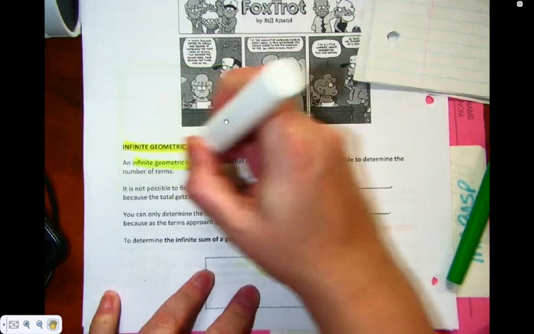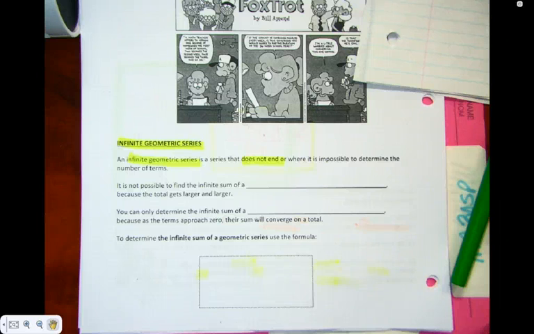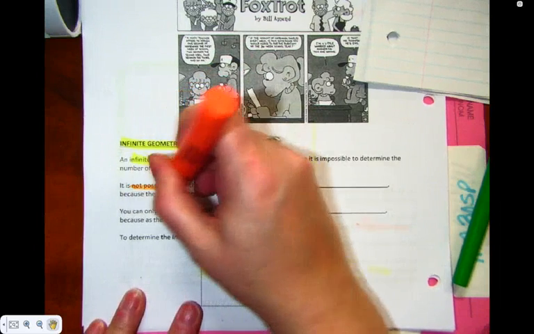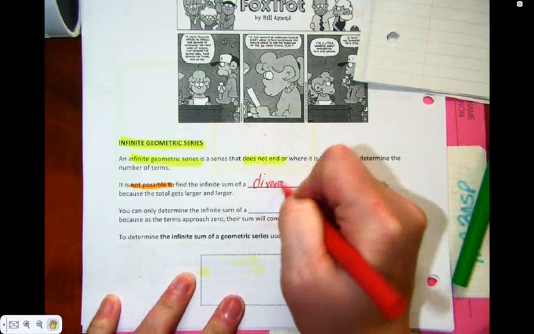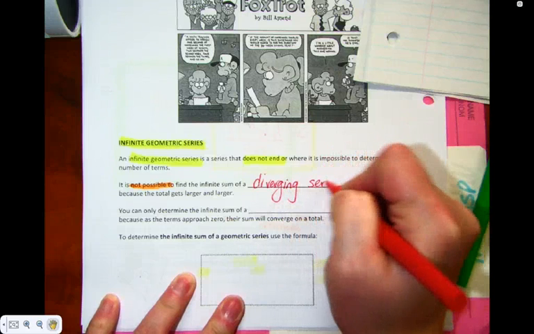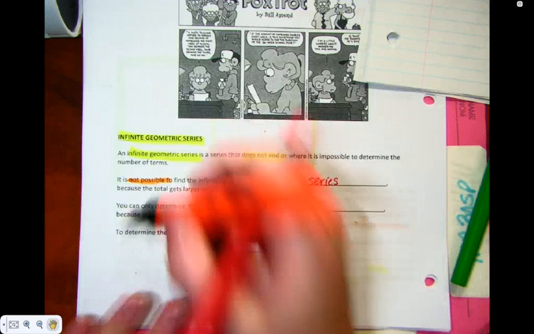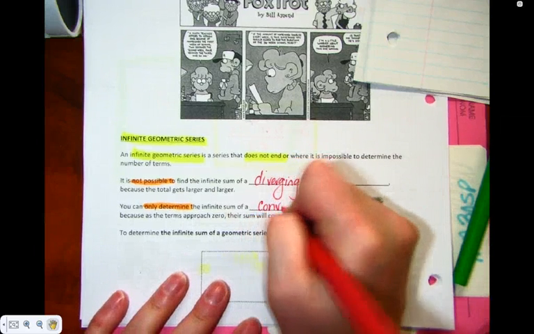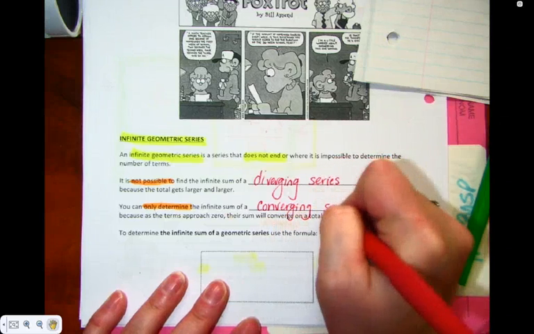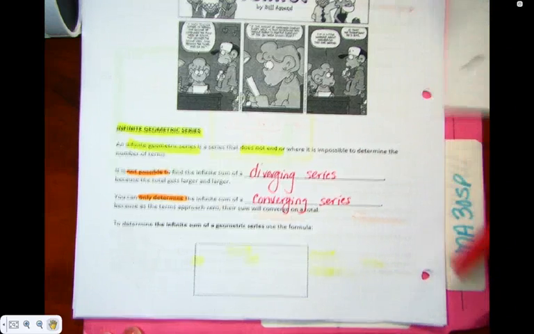A diverging geometric series is one that does not end, or where it's impossible to determine the number of terms. It is not possible to find the infinite sum of a diverging series, because the total gets larger and larger. You can only determine the infinite sum of a convergent series, because as the terms approach 0, the sum will converge on a total.